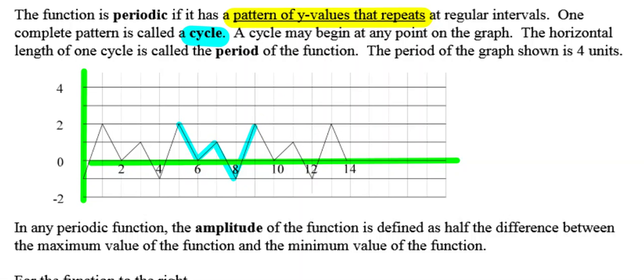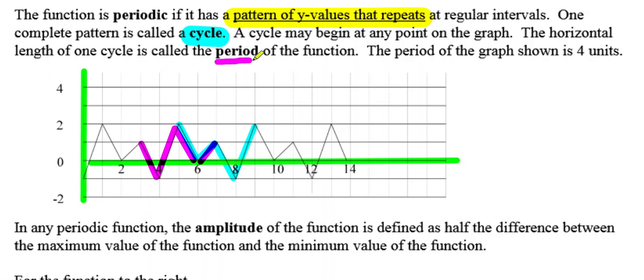I could also start at a different point, like here, but as long as I end up in the pattern where I started, then I've got a complete cycle. Okay, so it doesn't matter where it starts, but you have to go through the motions of one complete movement. So the horizontal length of one cycle is called the period of the function.